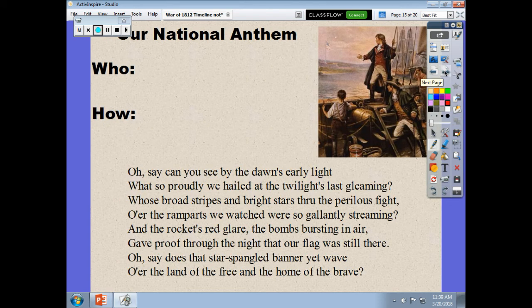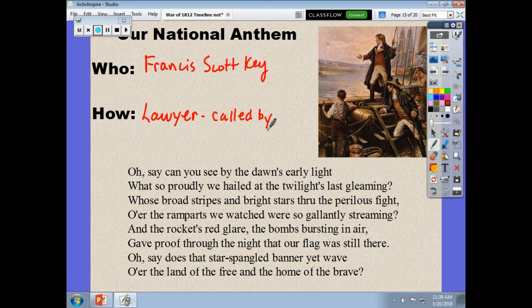And this is why we get this thing called the national anthem, because it's during this whole time that this guy, Francis Scott Key, is sitting on a boat. And he's sitting on a boat because he happens to be a lawyer, and he's been called out by the British, and he's asked to negotiate a prisoner exchange.